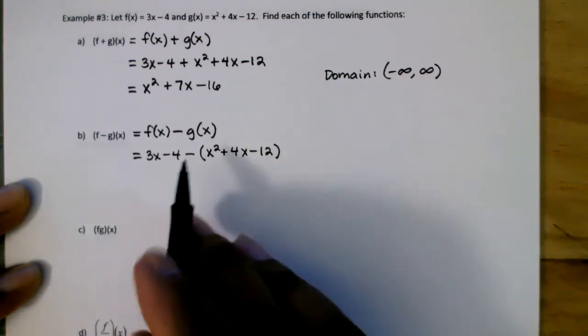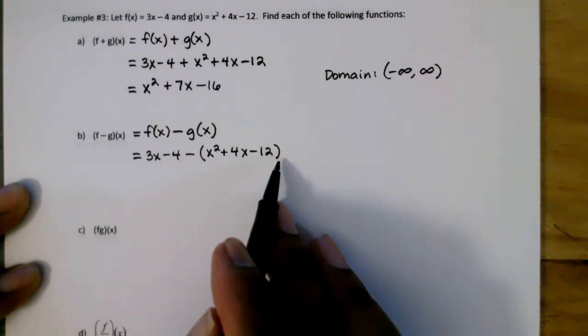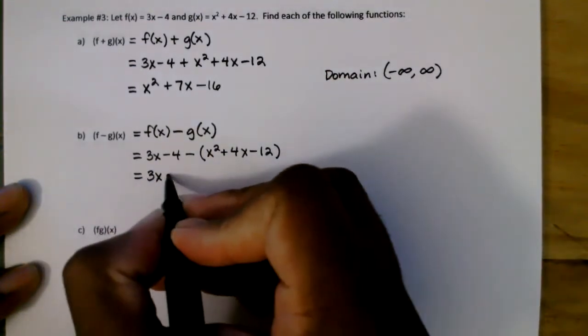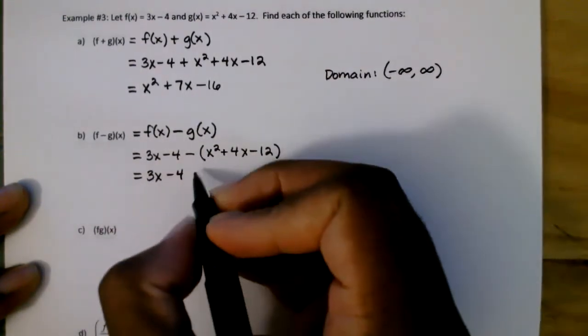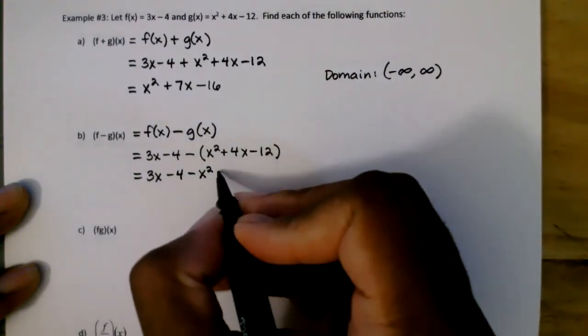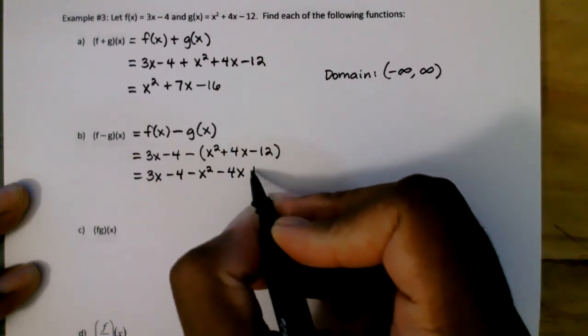Okay, now here that minus sign is going to change the sign of each and every single term in that g of x function. So here I'm going to bring down 3x minus 4. The minus sign makes the x squared minus x squared. The minus sign makes the plus 4x minus 4x. The minus sign makes the minus 12 plus 12.